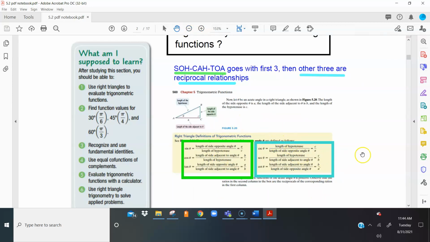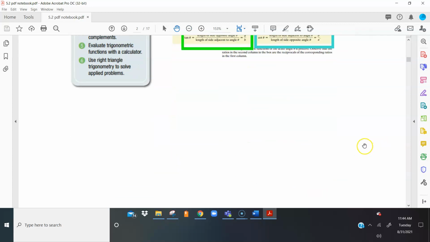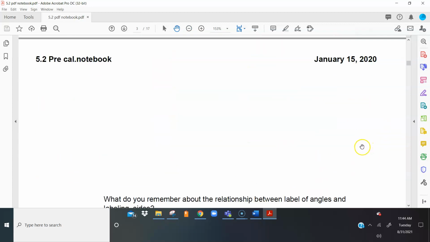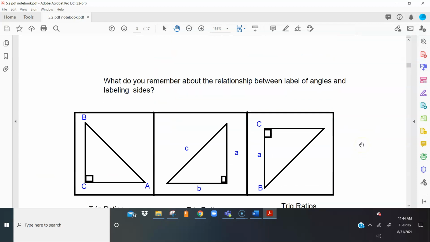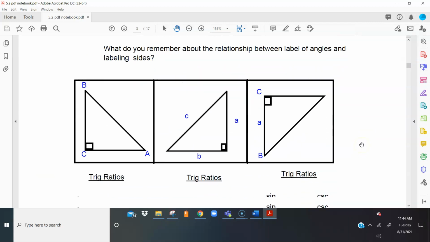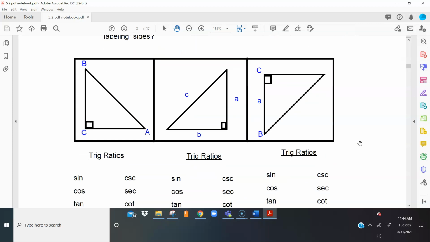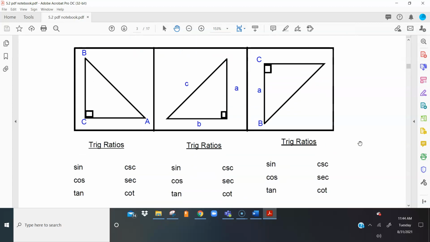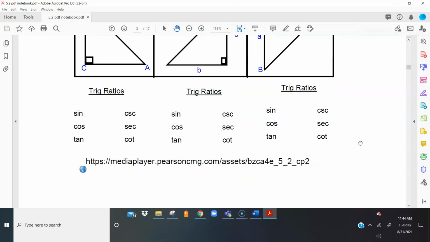So how are these used, and what can we remember in order to go through these? That's what today's lesson is about. So if we remember labeling sides for trig ratios, sine, cosine, and tangent, this is that information that you saw just a moment ago. I'd like to play a brief video for you with that information.